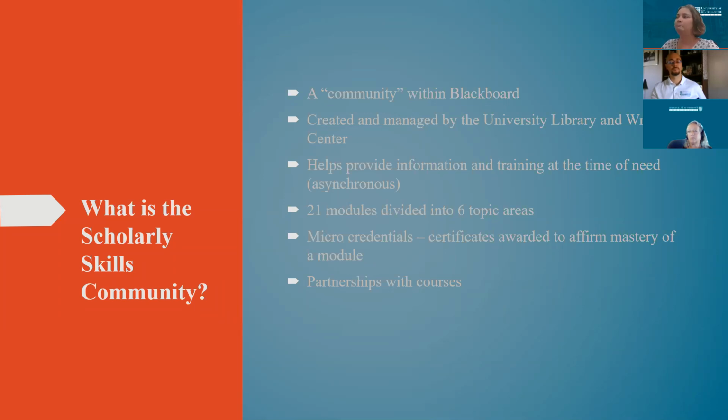So for example, before the scholarly skills community, a library staff member might meet with a student one-on-one to talk about qualitative and quantitative research articles. We might spend a good portion of that time talking about how you tell the difference between a qualitative and quantitative article, and strategies to find a quantitative article through library databases. And so we might spend a good amount of time with the student on that topic.